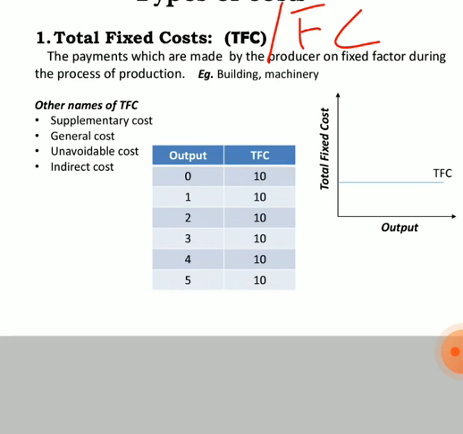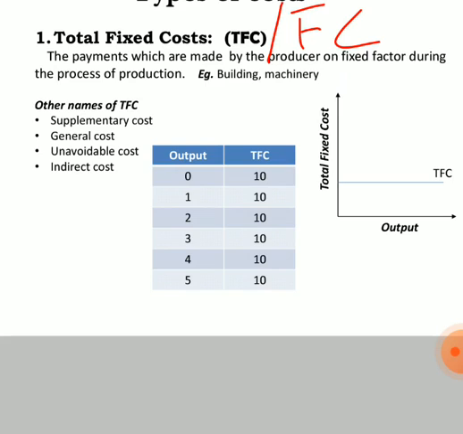So these are the payments made by the producer on fixed factors, okay, means fixed assets like machinery, building. Okay, these are fixed. We cannot change these in a short period of time. In a long period we can change, but in a short period of time we cannot change these inputs. We cannot change building, we cannot change machinery in a short period when we have less than 1 year.